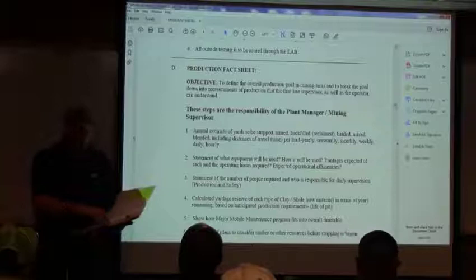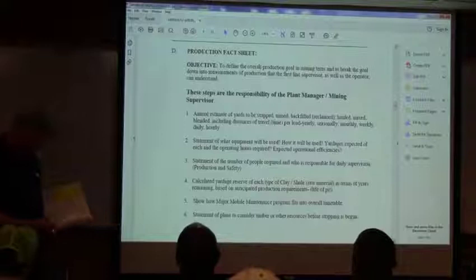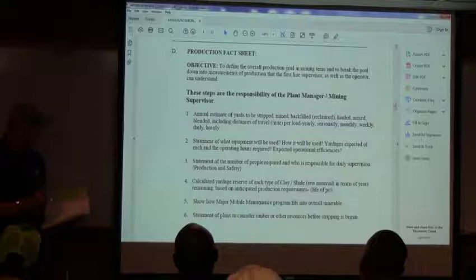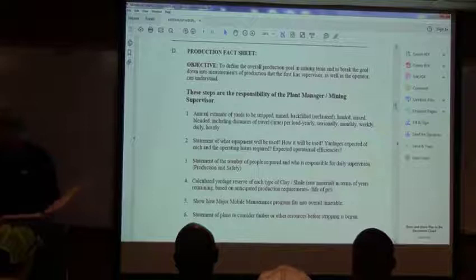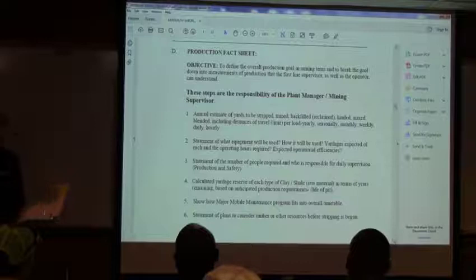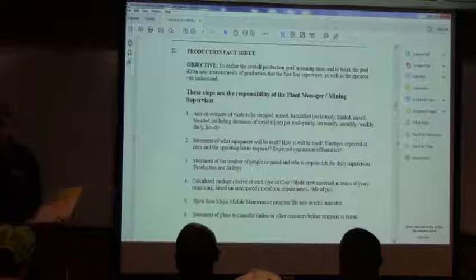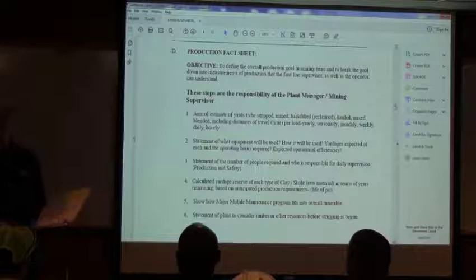So, production fact sheets. This is pretty good, actually. The objective is to define the overall production goal. In mining, it's supposed to be terms, not turns. And to break the goal down into measurements of production that the first line supervisor as well as the operator can understand. Let's not make it so difficult people don't know what they're reading. Let's break it down into some manageable methods.